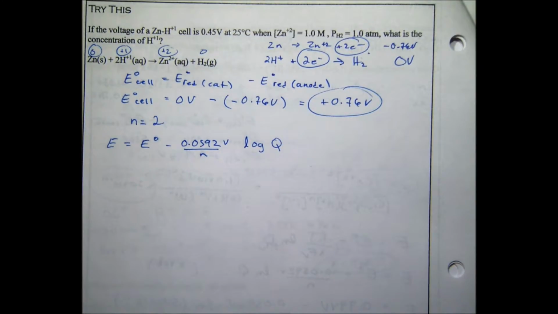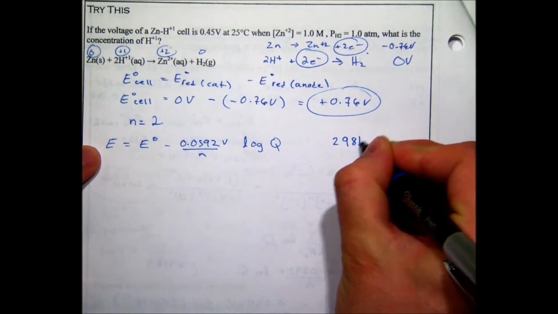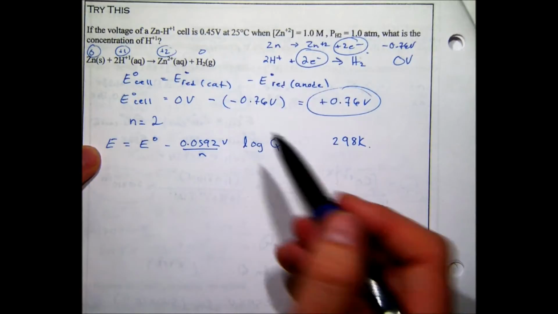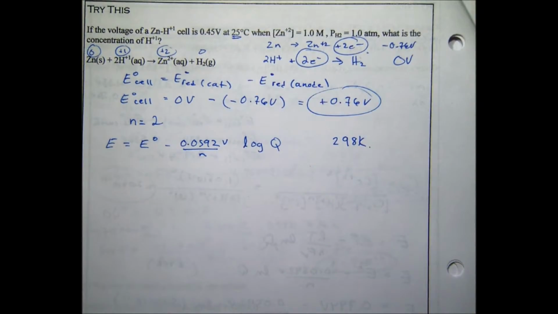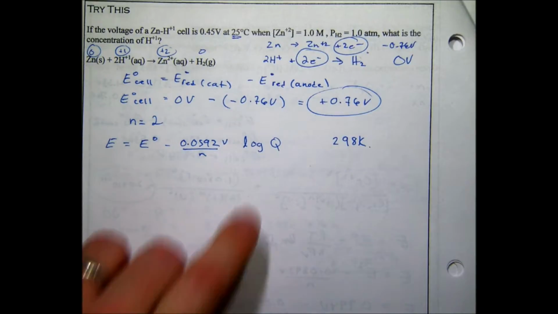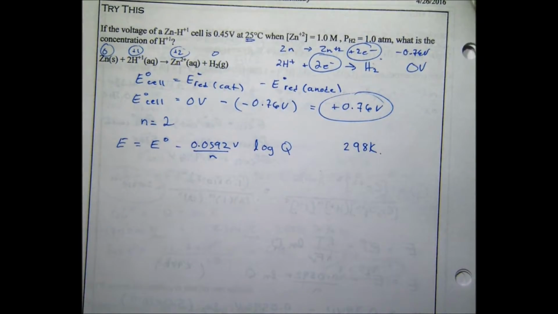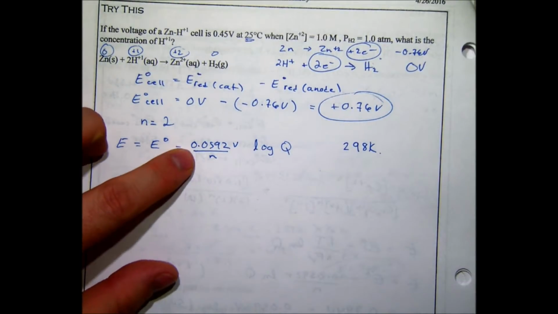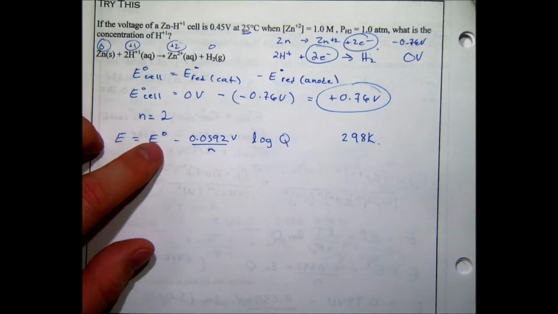So what we are looking at here is the Nernst equation at 298 Kelvin. So make sure that you are at 298. That's 25 degrees Celsius or 298 Kelvin. You'll also notice that we are dealing with the log of Q, not the ln of Q. When we take this into account, we don't want to use Euler's number, so we use base 10.